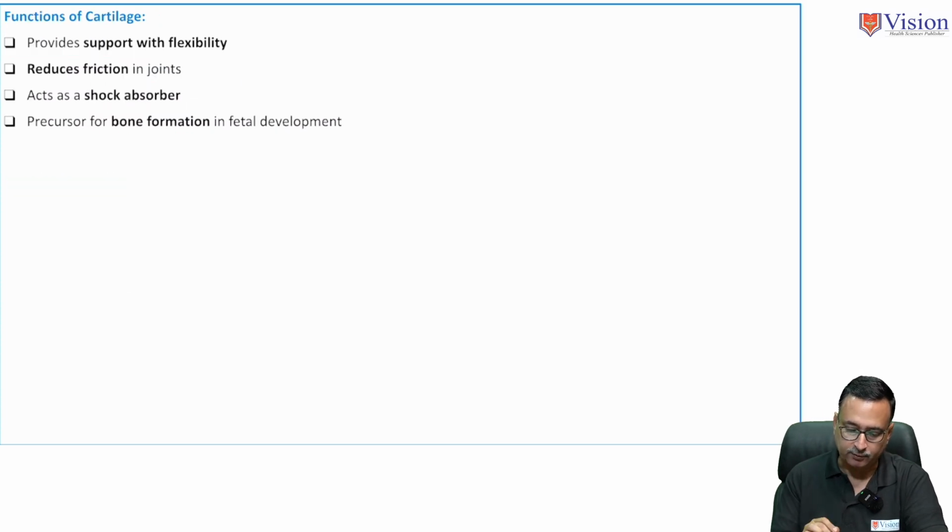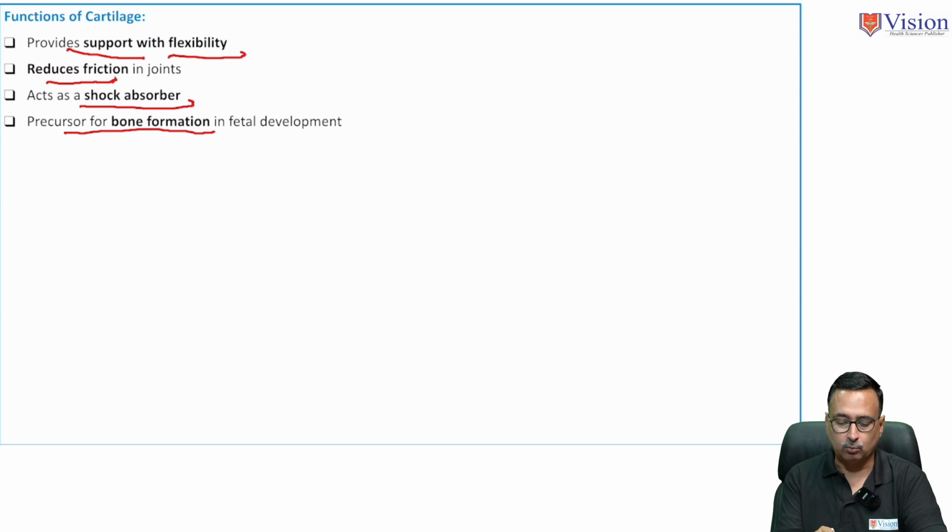Then what are the functions of a cartilage? Cartilage provides support, provides flexibility to body tissue. It serves as a shock absorber, it reduces friction in body parts, and it is a precursor for bone formation during ossification.